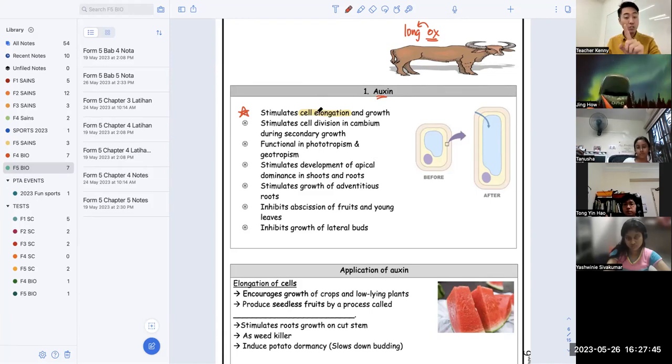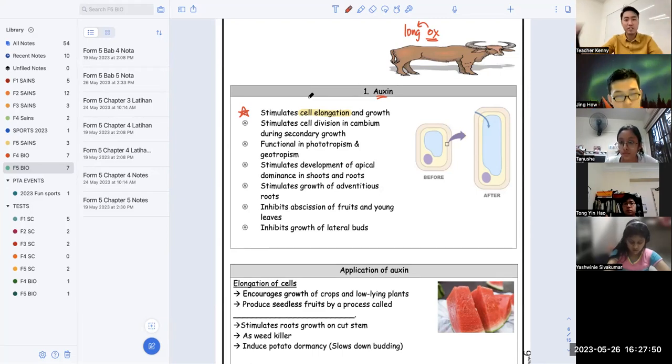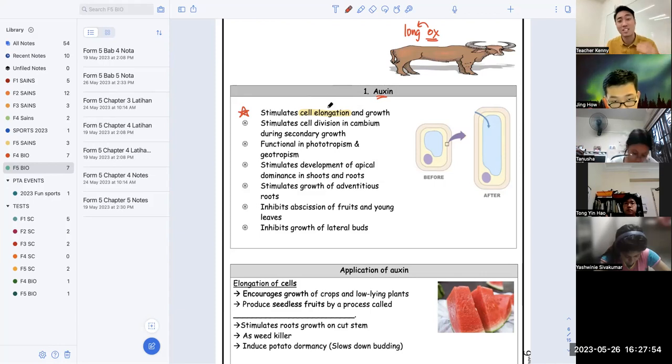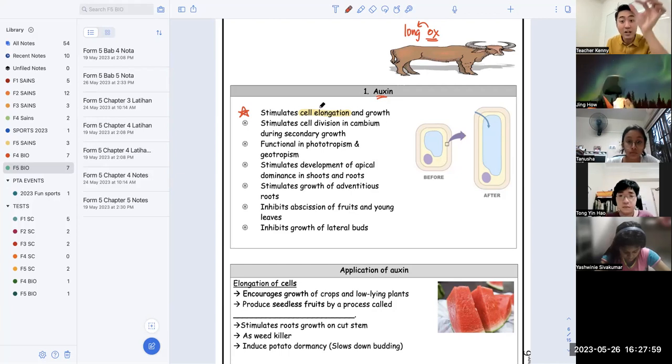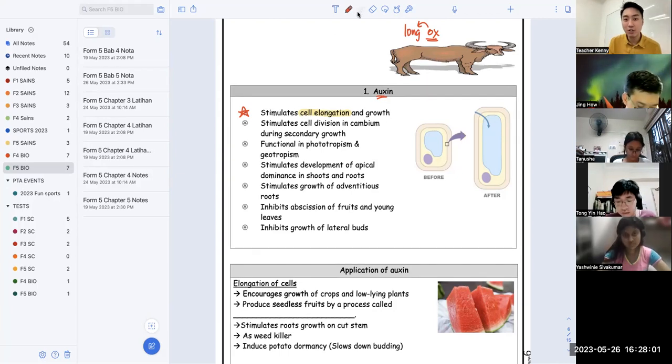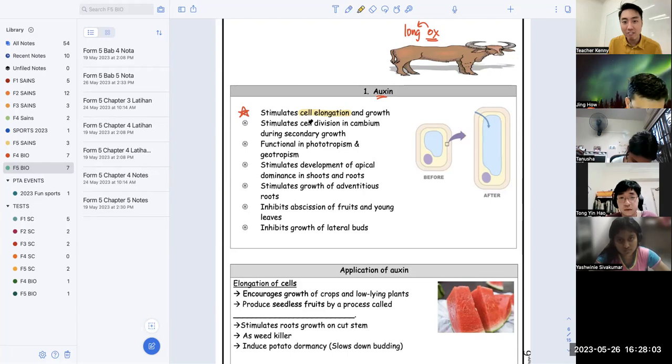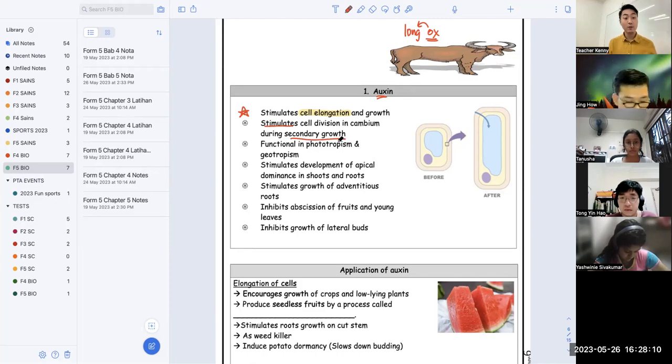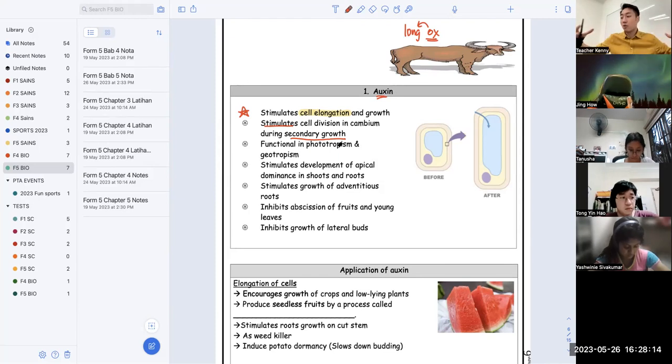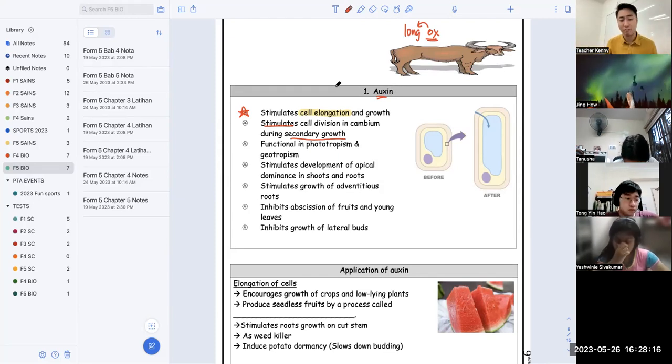Auxin, one of the first three hormones, is a very positive hormone. It's a very encouraging one. Grow, grow, grow taller, grow longer, doesn't matter, just grow. You see the first one, stimulates cell elongation. So it makes the plant longer, correct? Next, notice it stimulates cell division in cambium. That basically means it stimulates secondary growth. You know what secondary growth is? Growth in diameter, correct? It says, hey, grow, grow, grow. This is a very positive hormone.